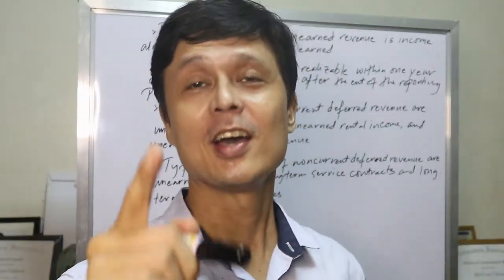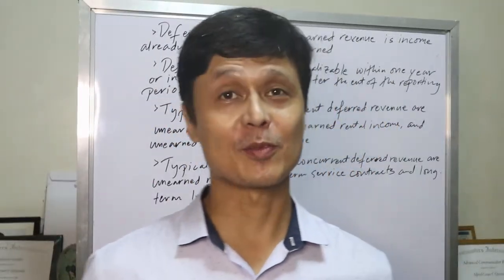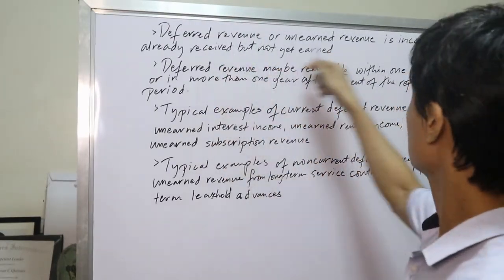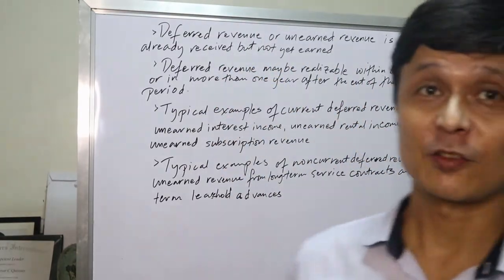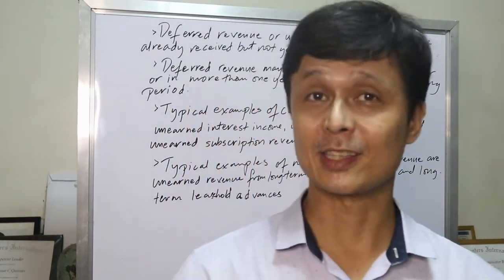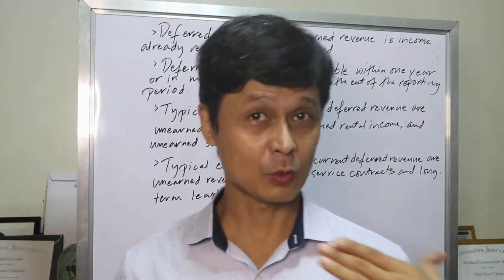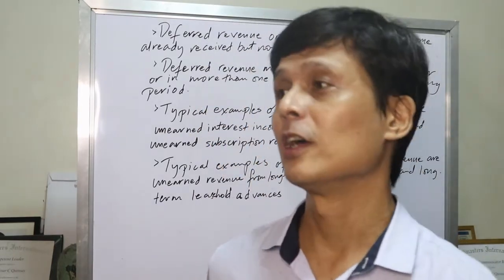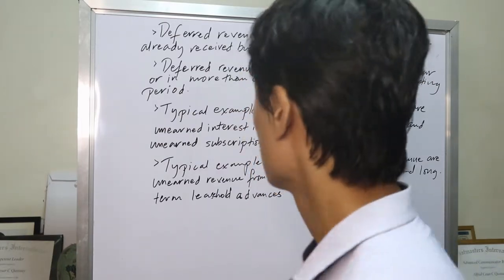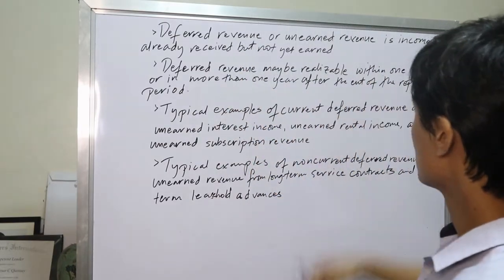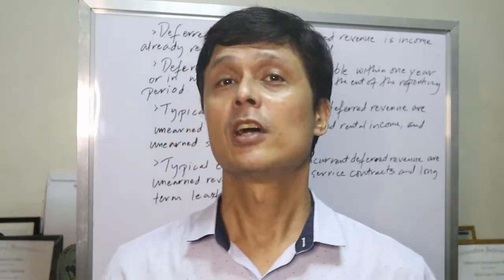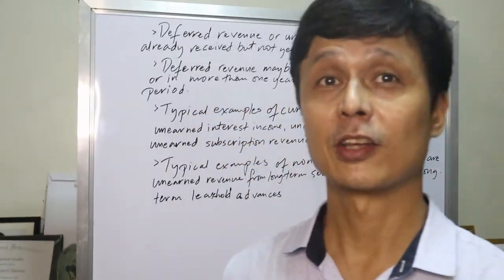Now, let's talk about deferred revenue. What is this deferred revenue or unearned income? Now, the complete definition of this is that it is an income already received but not yet earned. Meaning, you've collected the money, the money is already with you, but you haven't yet performed the service. That's why it's called deferred, because it can still be taken back from you. Or unearned, you haven't earned it yet. Deferred revenue may be realizable within 1 year, or if more than 1 year, it's non-current.